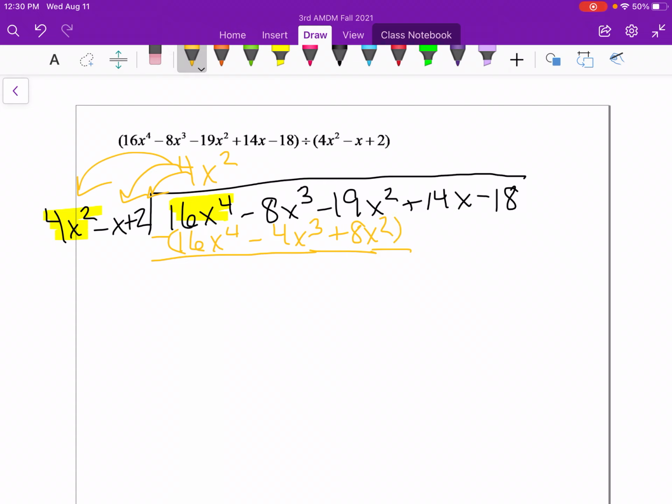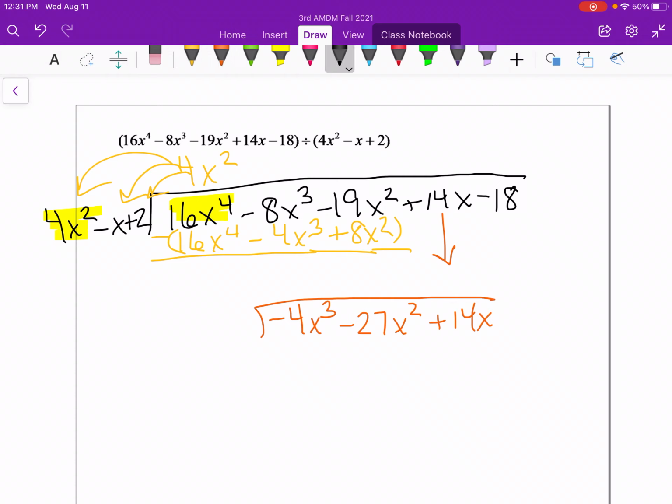So I get negative 8x cubed plus 4x cubed is negative 4. I'll write that lower. Negative 4x cubed. Negative 19x squared minus 8x squared is negative 27x squared. And I'm going to bring this 14x down. I divide by 4x squared minus x plus 2. Start it again. Start with my first 2 terms. Negative 4x cubed divided by 4x squared is negative x.